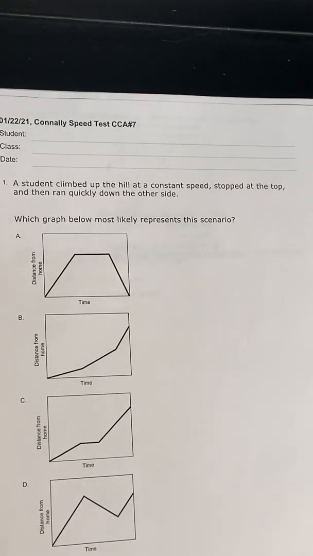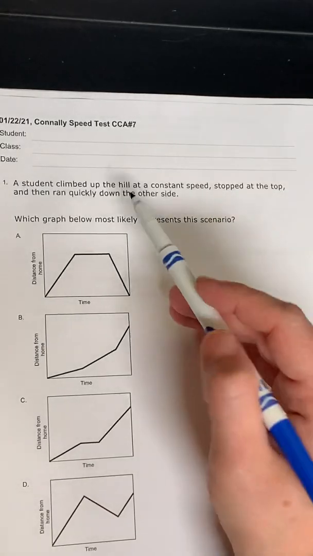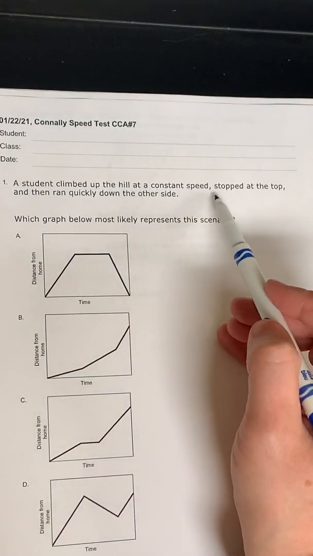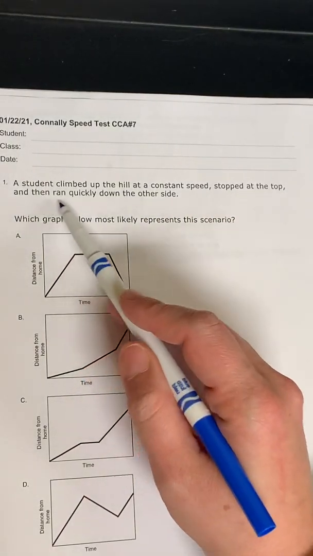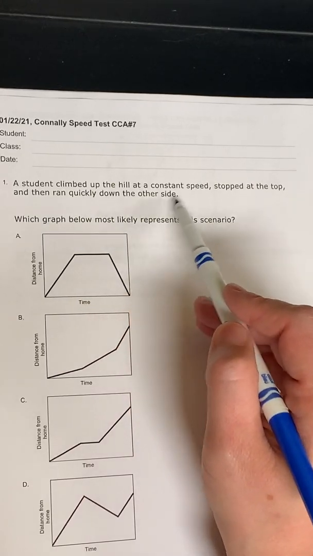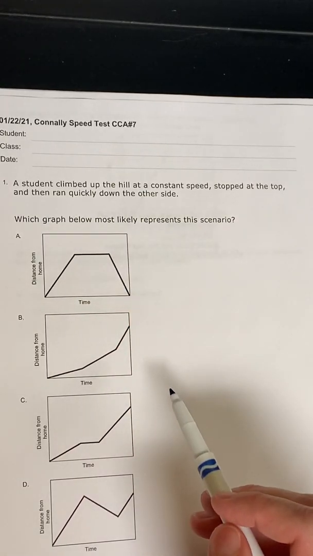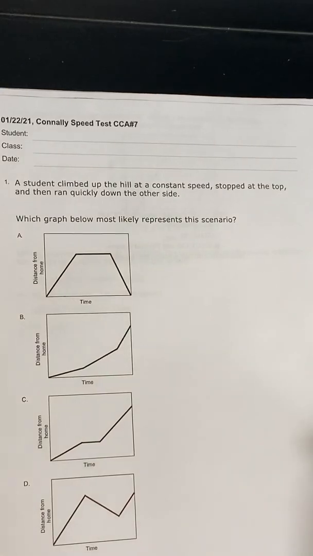Number one: a student climbed up the hill at a constant speed, stopped at the top, and then ran quickly down the other side. Which graph below most likely represents this scenario?